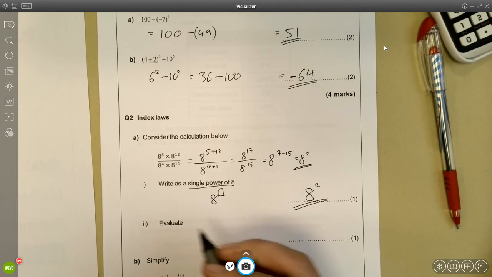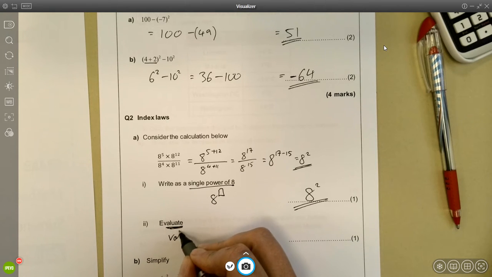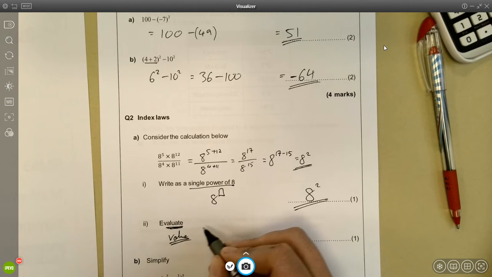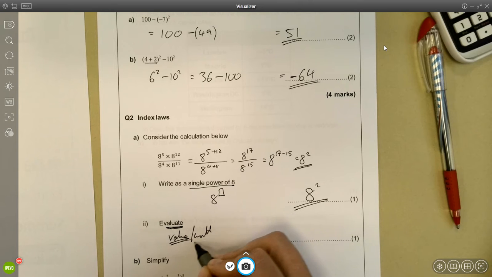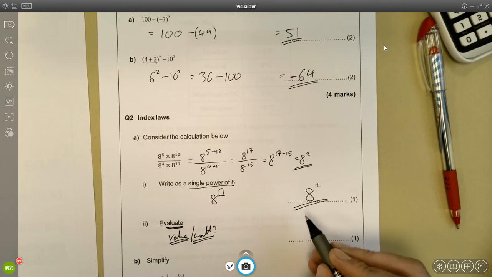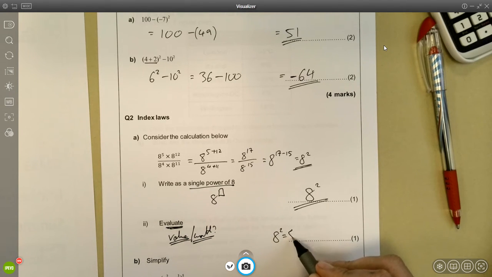Don't go any further. Evaluate. Value. The worth of it. What's it worth? Well, 8 squared is 8 times 8, which is 64.